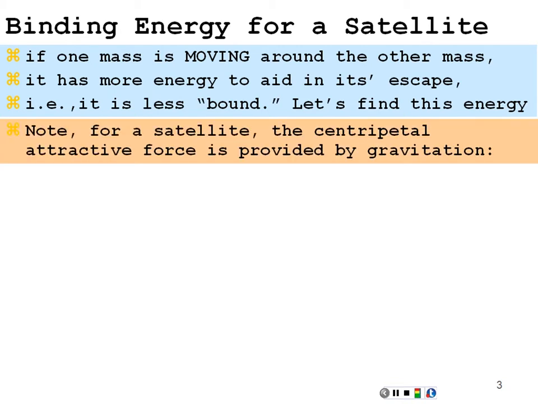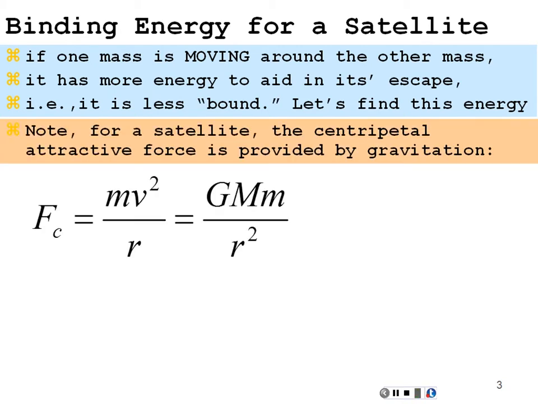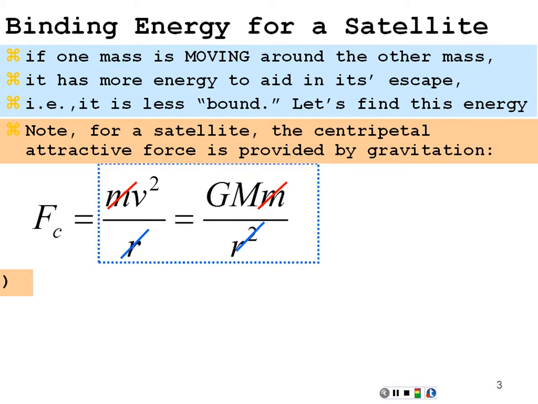We might recognize that for a satellite going more or less in a circular orbit, the centripetal force would be provided by the mutual gravitational force between the central planet and the satellite. So we could say centripetal force, mass times v squared over r, is equal to the gravitational force, G, big M, little m over r squared. We can get rid of a little m on both sides, the mass of the satellite, and then get rid of one of the r's.